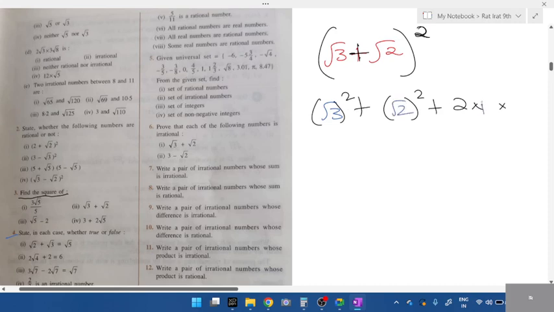Then root 2, root 3 into... when you open the bracket, not plus, root 3 multiplied by root 3 is 3. Before this, I explained like terms and unlike terms. What is root 3 into root 2? For multiplication, do you see like term and unlike term?